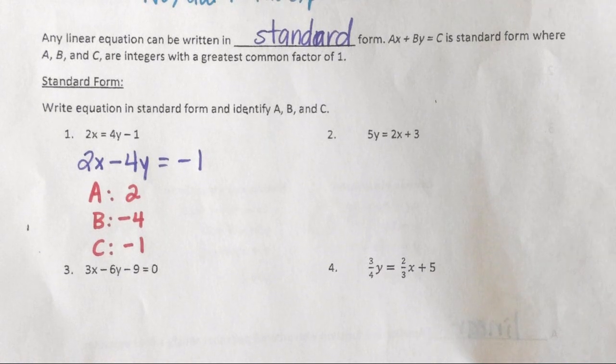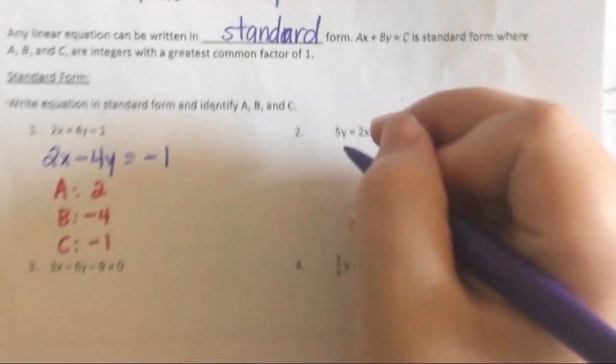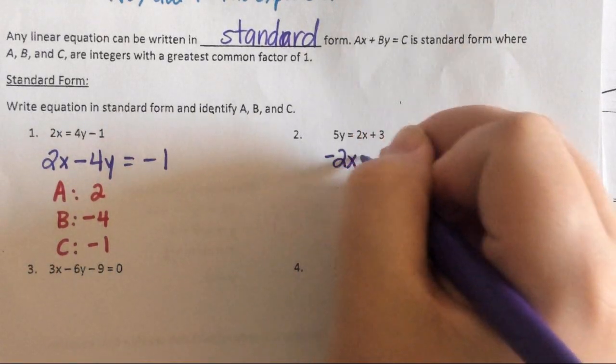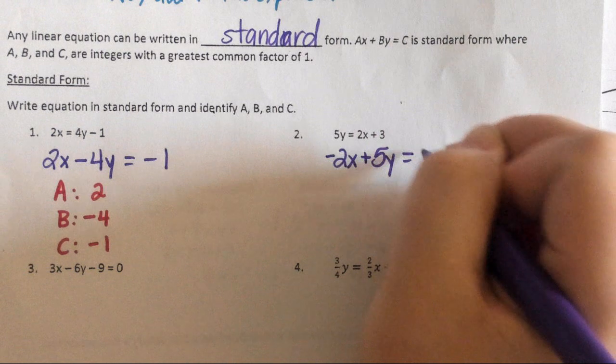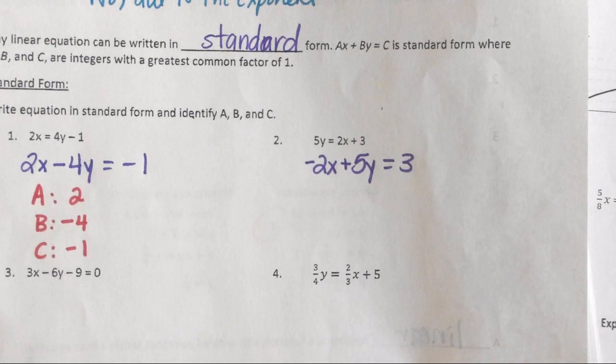Okay, well then I need help on number 2. Can someone help me rearrange the equation and tell me the a, b, and c? Add 2x to both sides. Okay, so I have negative 2x plus 5y equals 3. Now what? Now you do the A. And what do you think a is right now?